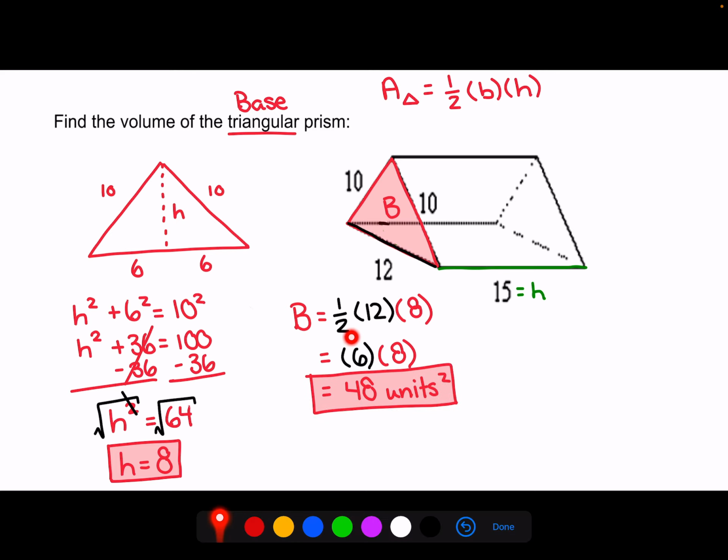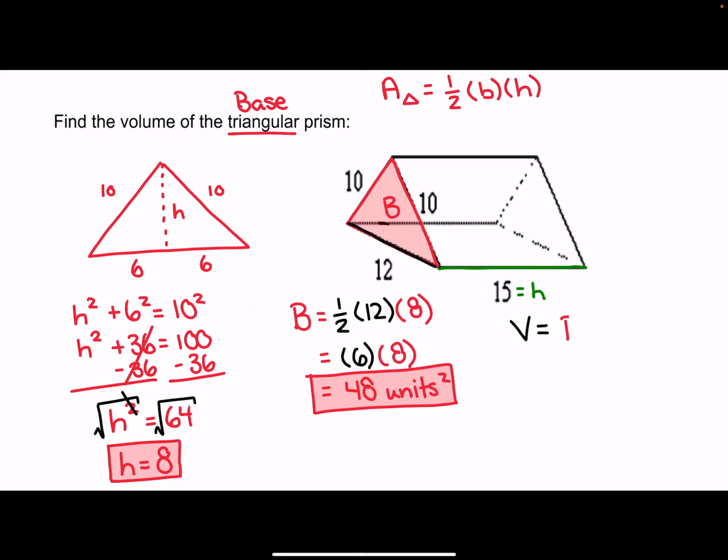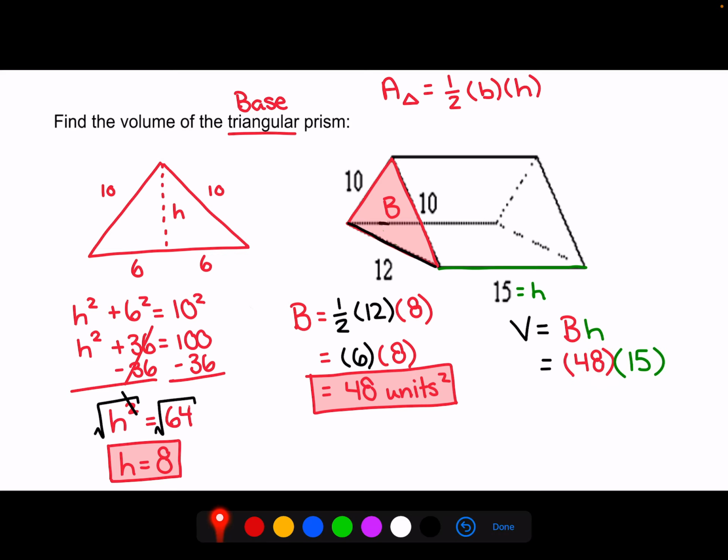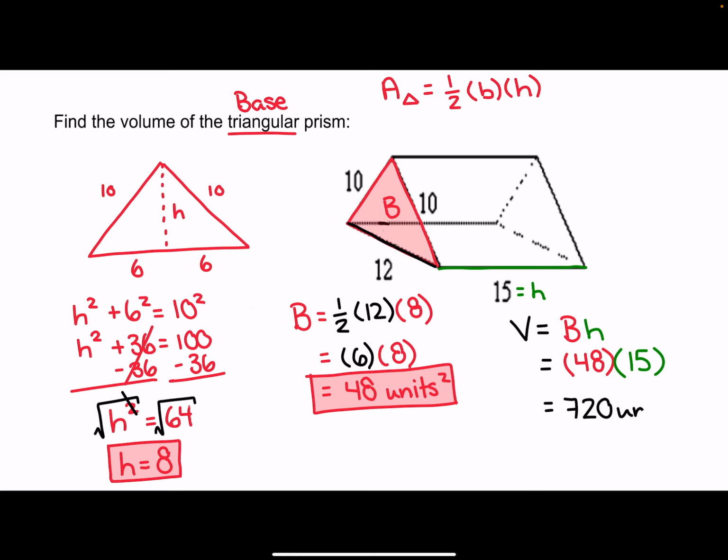Half of 12 is 6. 6 times 8 is 48 units squared. With this 48 units squared, with this base, I'm going to keep stacking up these bases together until I get to a height of 15. So therefore, my volume will equal big B times H, or 48 times 15. If you enter in 48 times 15 onto your calculator, you'll get your final answer of 720 units cubed.